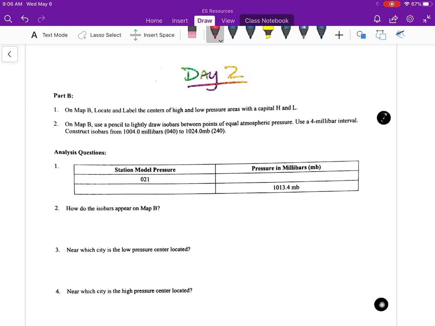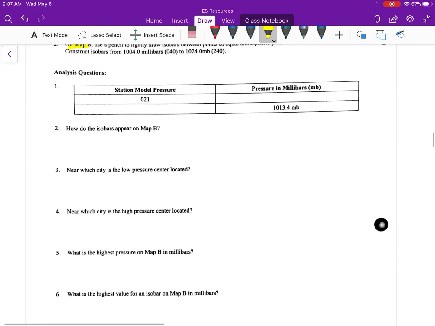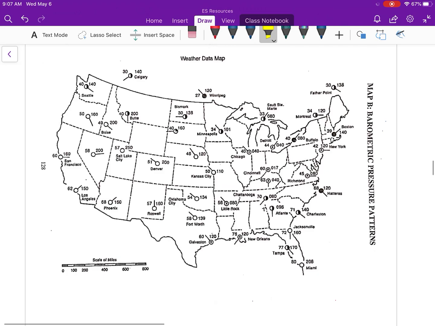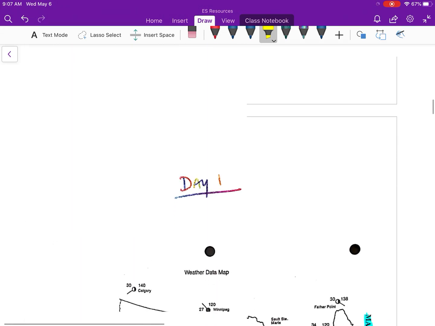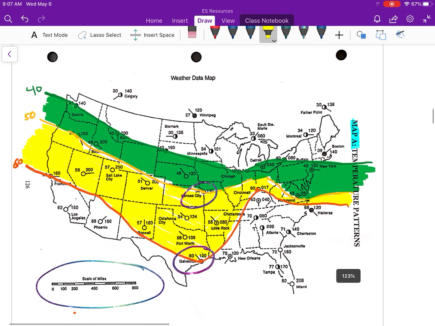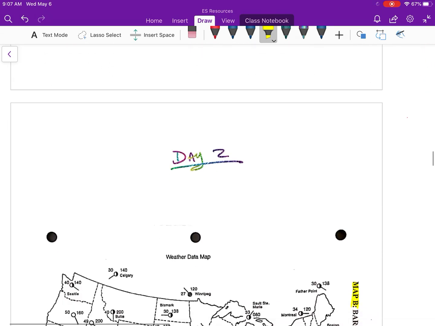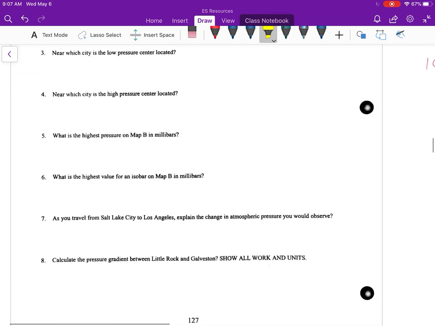Today we are working on map B, so make sure everyone is on the correct map, all right? We're on this guy, map B. It's all on the same map, but just make sure you're on the correct one because they are labeled differently over here on the side, okay? The first one said isotherms. If you remember correctly, this is temperature. This one's talking about pressure, okay?